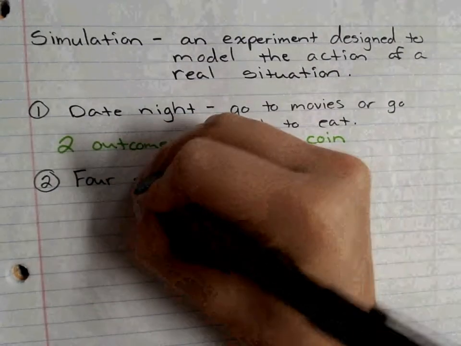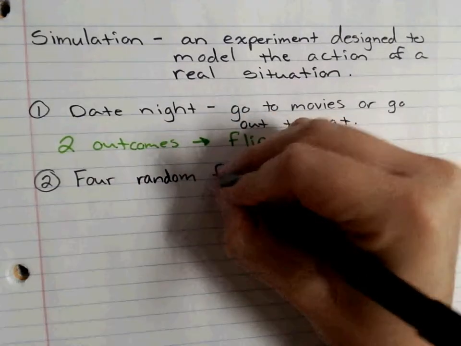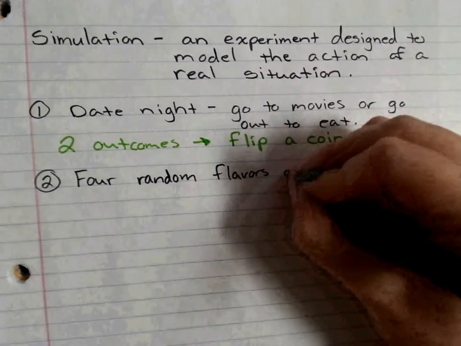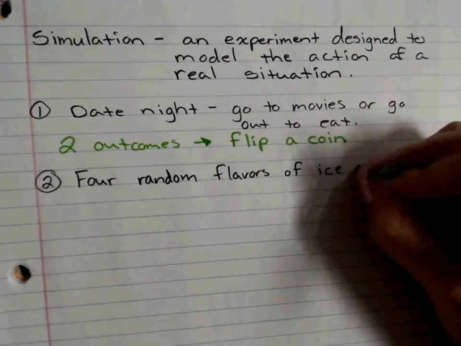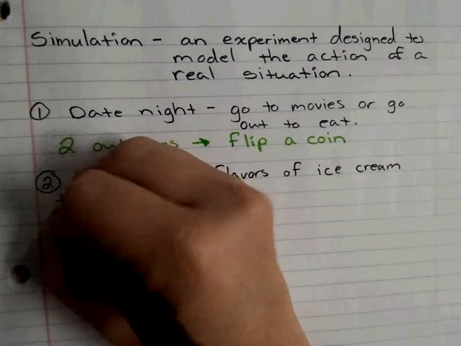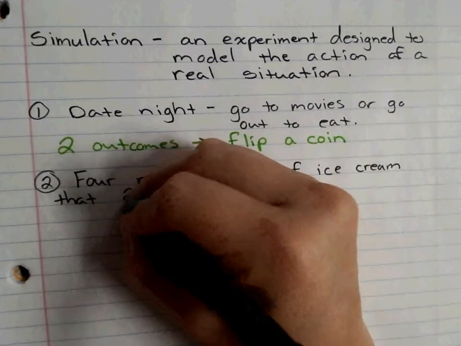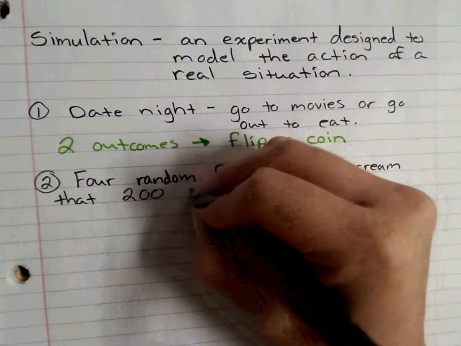So let's say that we have four random flavors of ice cream. And we want to administer that to 200 students.